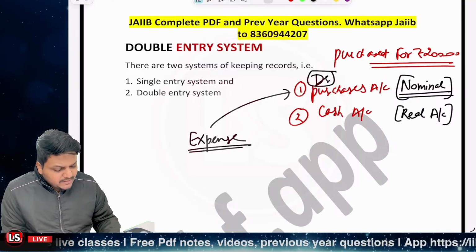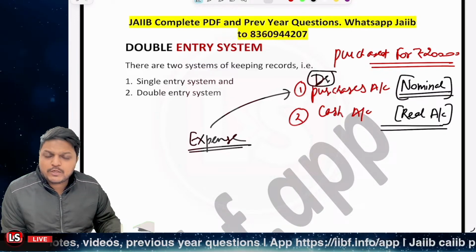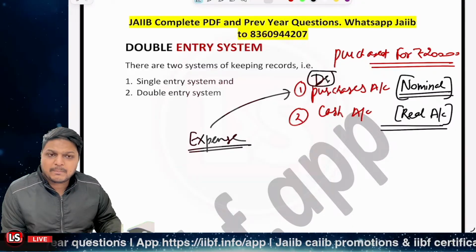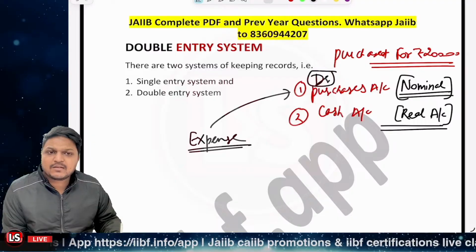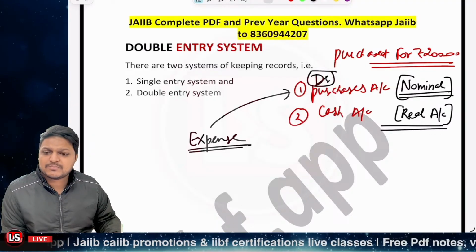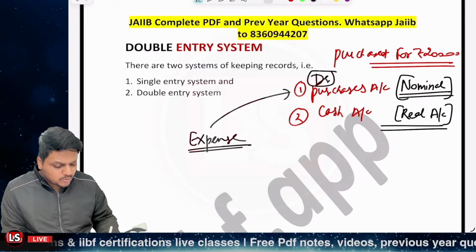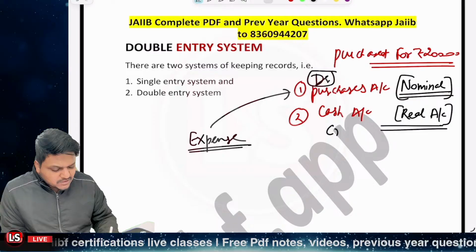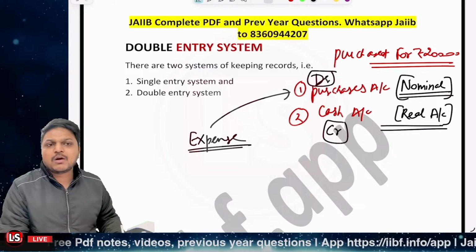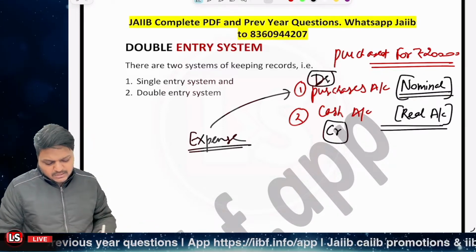And for the real account, the golden rule is debit what comes in and credit what goes out. So if you're going to receive a particular asset, you have to debit that account, but if you're paying it off, giving it away, you have to credit that particular asset. Now when we purchase something, we give away the cash, right? So it is going out, so debit what comes in and credit what goes out. So the cash account is to be credited, right? This is how we get to know what account is to be debited and what account is to be credited, right?